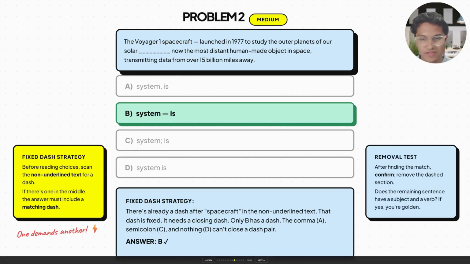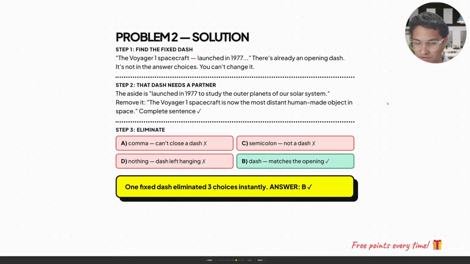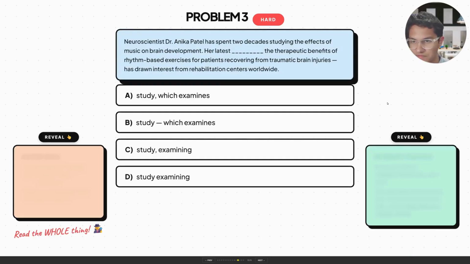Let's take a look at the second hint. The removal test, once again: afterwards, it's always good to test and make sure that once you remove the part, you still have a complete sentence. The Voyager 1 spacecraft is now the most distant human-made object in space, transmitting data from over 15 billion miles away. It is a complete sentence. Here's a quick summary. Now let's look at problem number 3.